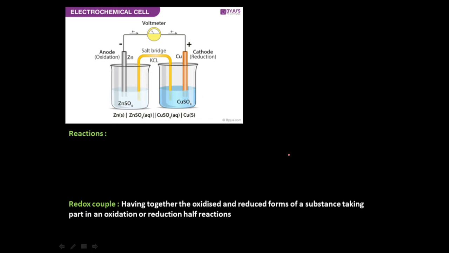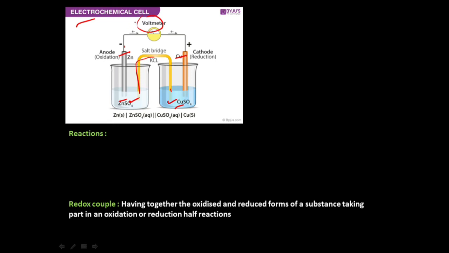I will summarize in 2 minutes. The Daniell cell contains a zinc rod dipped in zinc sulfate and a copper rod dipped in copper sulfate. Both the rods are connected externally with a voltmeter, and both the electrolytes are connected internally with a salt bridge. So this is the electrochemical cell construction.